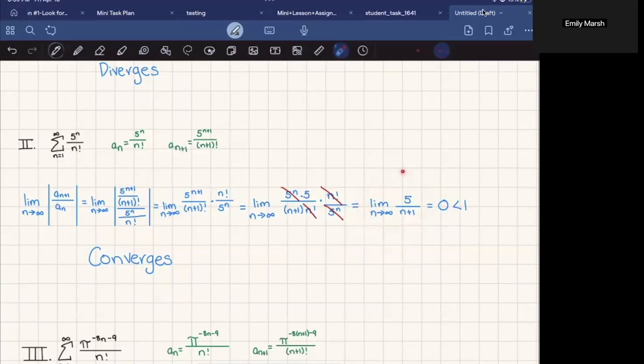Our power on the top is 0 and our power on the bottom is 1 because our n has a power of 1 and our n has a power of 0 on the top. We know that the bottom is approaching infinity much faster, but the top part is staying constant, and thus it's approaching 0 because it's getting smaller and smaller and smaller. Thus, 0 is less than 1, and our whole thing converges by the ratio test.